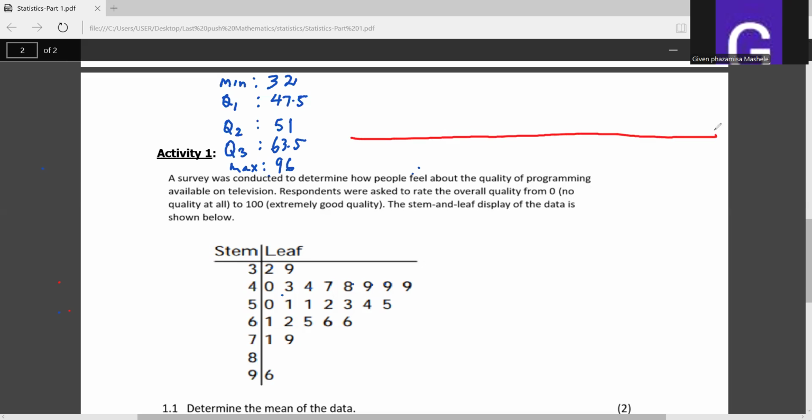Right, so let's create a scale. The minimum is 32, the maximum is 96. So let's just say maybe we have an interval of 0, 10, 20. Yeah, I know there's a gap there. 30, 40, 50, 60, 70, 80, 90, and 100. Right, let's do this. We're now going to plot our box and whisker diagram.